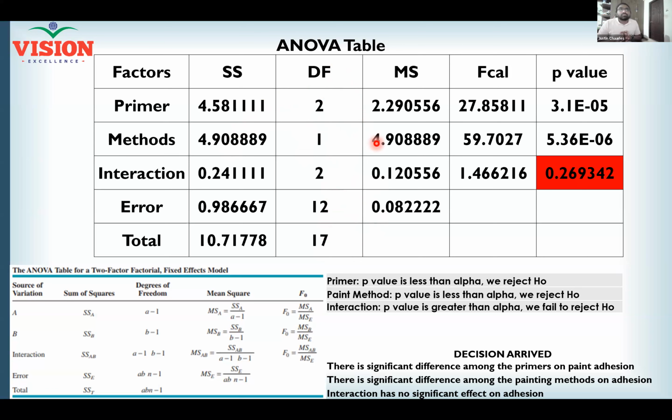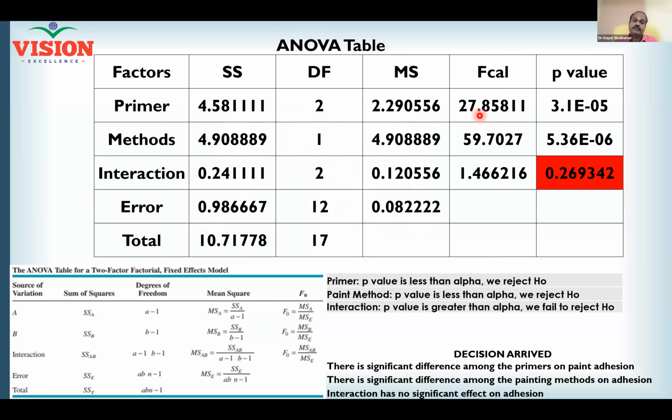4.9 divided by 1, 4.9. What is 4.58 divided by 2? 2.29. What is 0.2 divided by 2? 0.12. What is 0.98 divided by 12? 0.08. I already taught you this with the help of sum of squares.